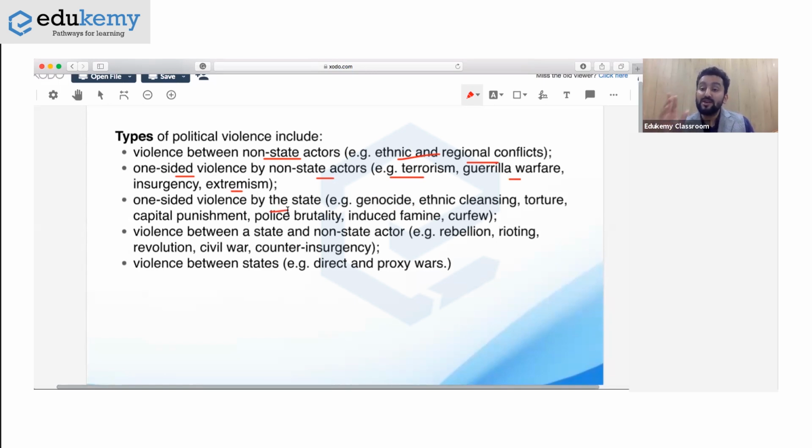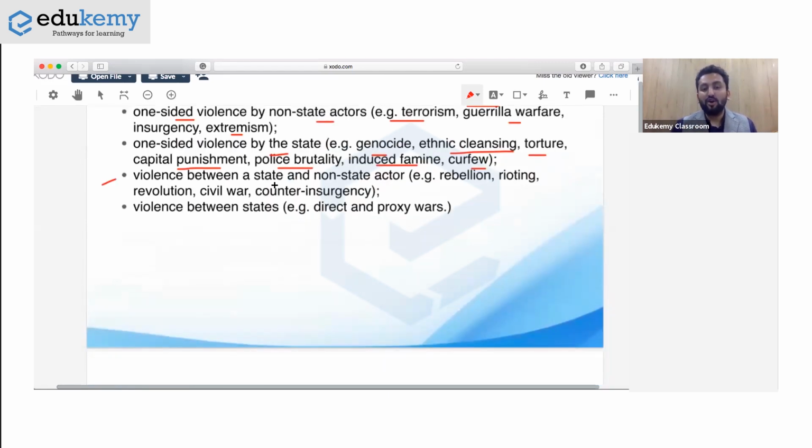One-sided violence by state. For example, state is using violence against a particular section. For example, Hitler used this violence, genocide, against whom? Jews, na? Ethnic cleansing. This is what he used. Torture, capital punishment, political brutality, induced famine, curfew. These are all techniques of political violence. Induced famine, जान पूछ के लोगों को भूखा रखना, to create difficulties for some section of people, so that we are creating difficulties, now we are going to enter as a benevolent power, that we are taking care of you, and that is how you are controlling them. So this is also kind of political violence.